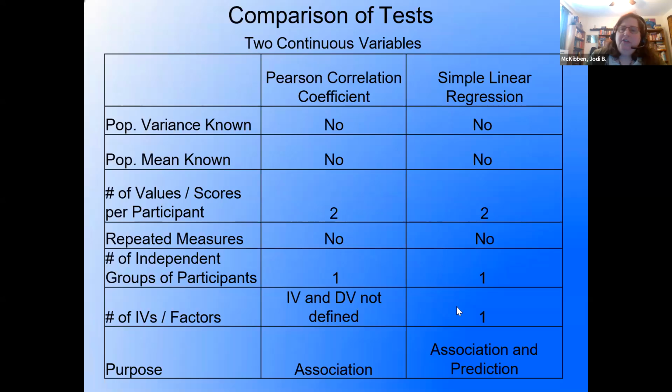So the thing is, it may not always be easy to see in a word problem whether or not the IV and DV are defined. So here's my big hint about word problems. Look for the word predict. You've got two continuous variables. You're trying to decide between Pearson correlation and simple linear regression. Look for the word predict. If it says predict or predicting or predicted, you've got a simple linear regression. If it simply says associated, related, you've got a Pearson correlation coefficient. So that's the best way in the word problems for this class, for these tests, to tell the difference between Pearson correlation and simple linear regression.